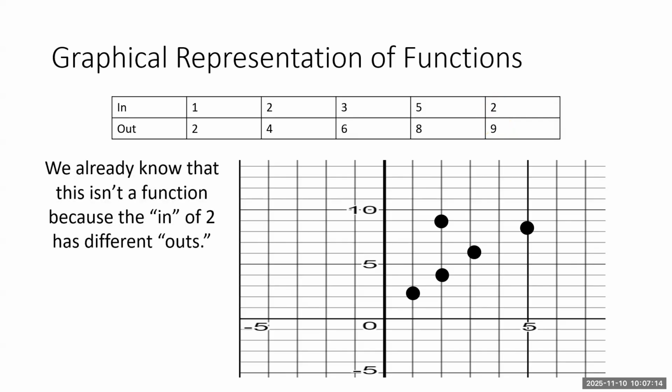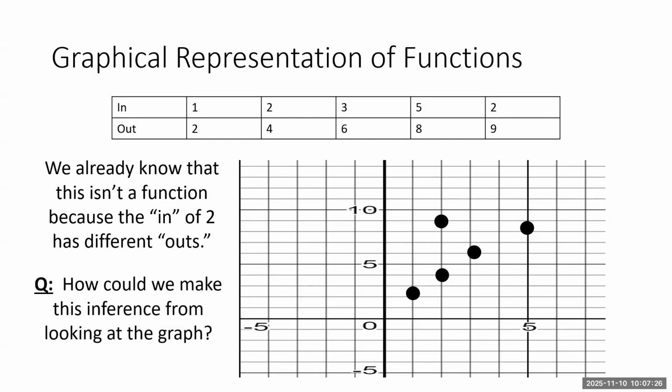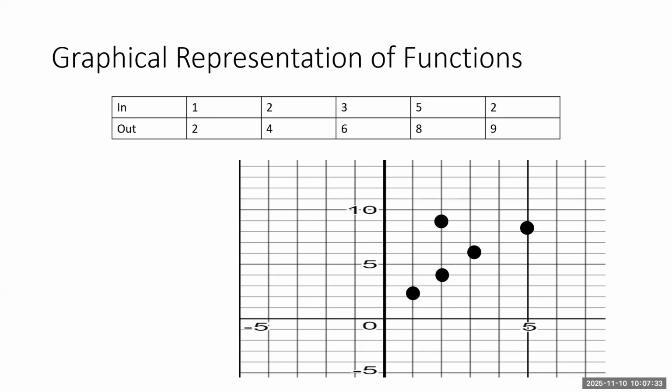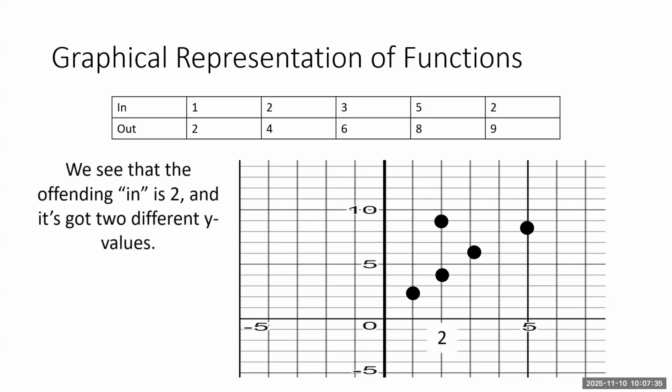We already know that this isn't a function because the in of 2 has two different out values. How can we make this inference from looking at the graph? Well, if we look at where all of these points are plotted, we see that the offending in is 2, and it's got two different y values.